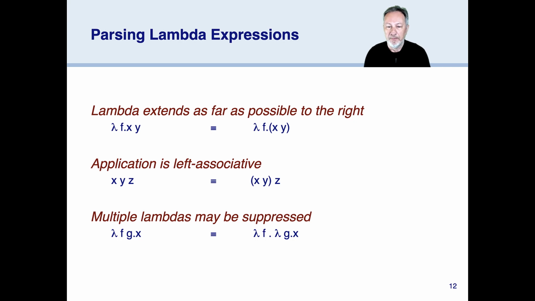It's not necessary. And by default, application is left associative, so xyz means x is applied to y and the result of that is applied to z. This, by the way, is again the same as in Haskell. If you don't want left associativity, then you have to put the parentheses around the y and the z to force y to be applied to z before it's passed to x. And multiple lambdas can be suppressed. So instead of having to write lambda f dot lambda g dot x, you can simply write lambda f g dot x.